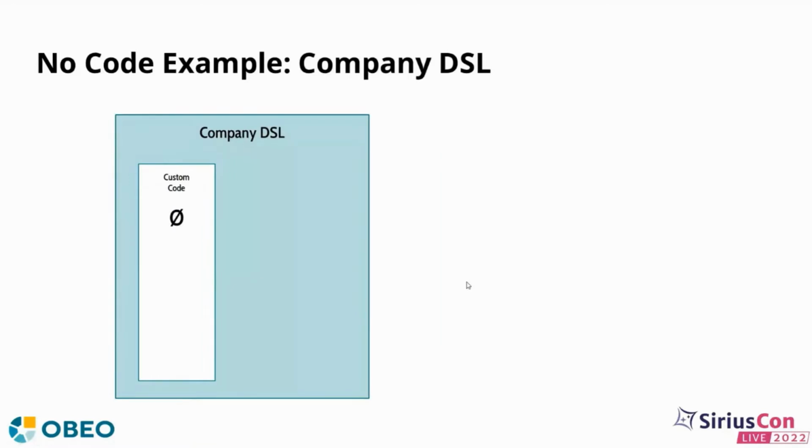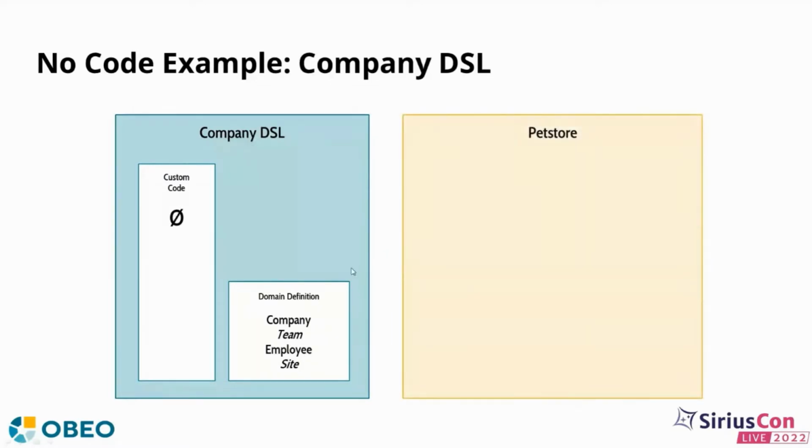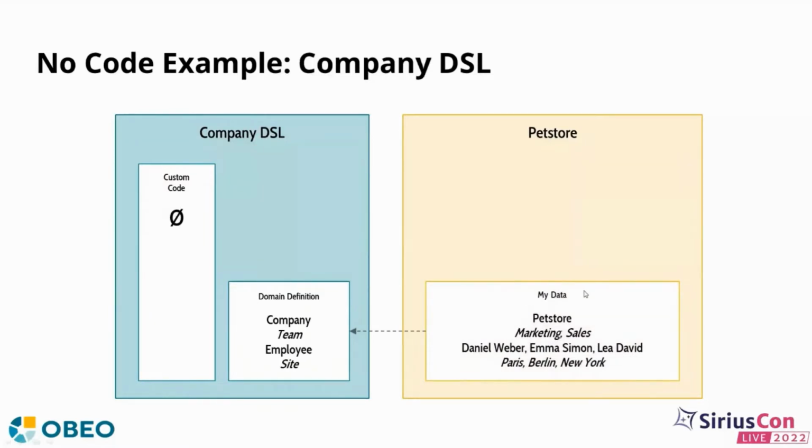So with Sirius Web, I can implement these two diagrams, these editors for these two diagrams, with a project named Company DSL. I just have to define a domain definition, which defines the concepts of company, team, employee, site. Once I have defined my DSL, I can create a project and start by instantiating my data.